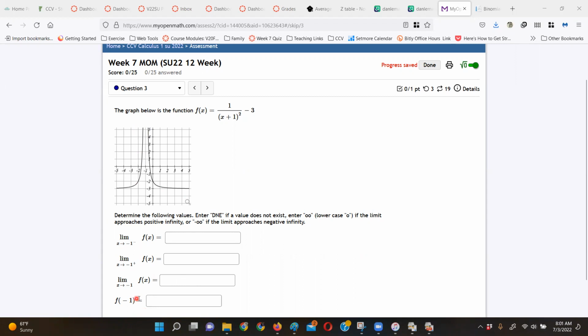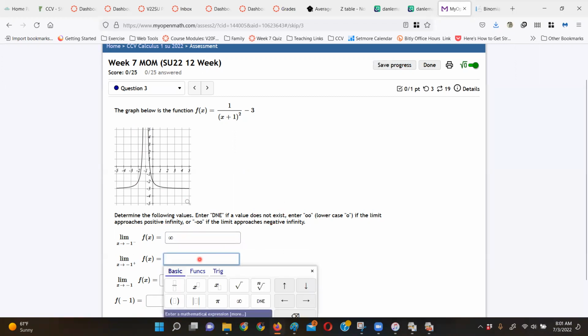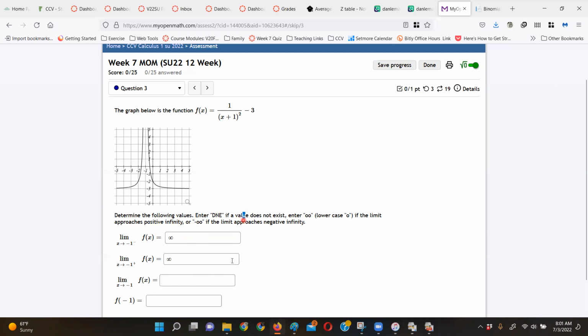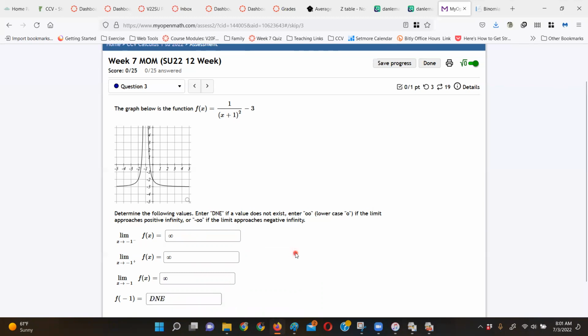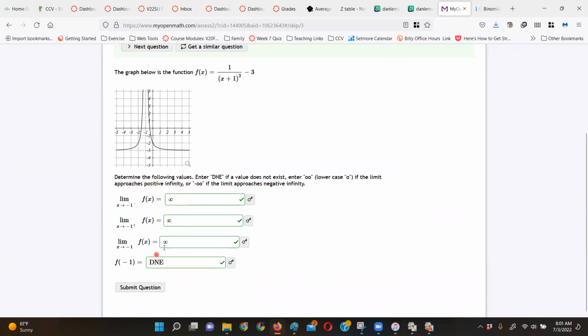I'm going to answer this and see what the system says. I'm going to take a risk. I think because it goes to infinity, I'm going to say positive infinity. But of course, f of -1 does not exist because it's an infinite discontinuity there. Let's see if it likes it. Oh, it did take the infinity.